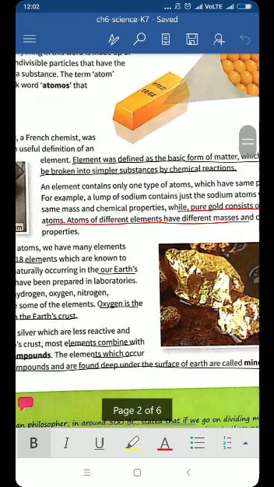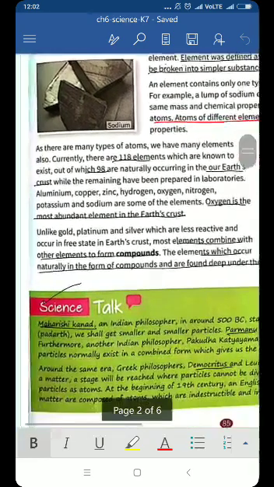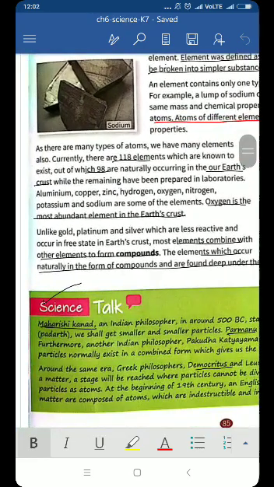have the same properties. Currently, there are about 118 elements which are known to exist, out of which only 98 elements are naturally found in the Earth's crust. The most abundant element found in the Earth's crust is oxygen.